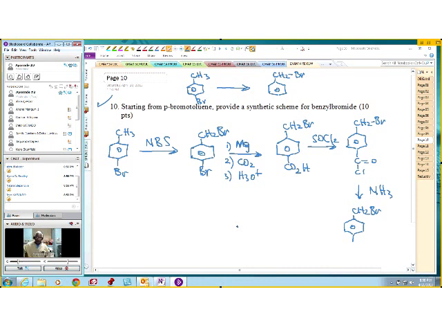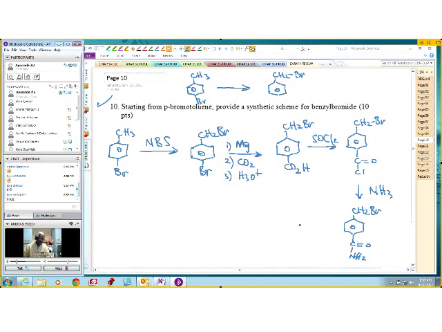Okay, so we are right here. Now we take ammonia and react it with the acid chloride, and that will give us the primary amide. Does anybody know what we need to do once we form this primary amide? What do we need to do now?